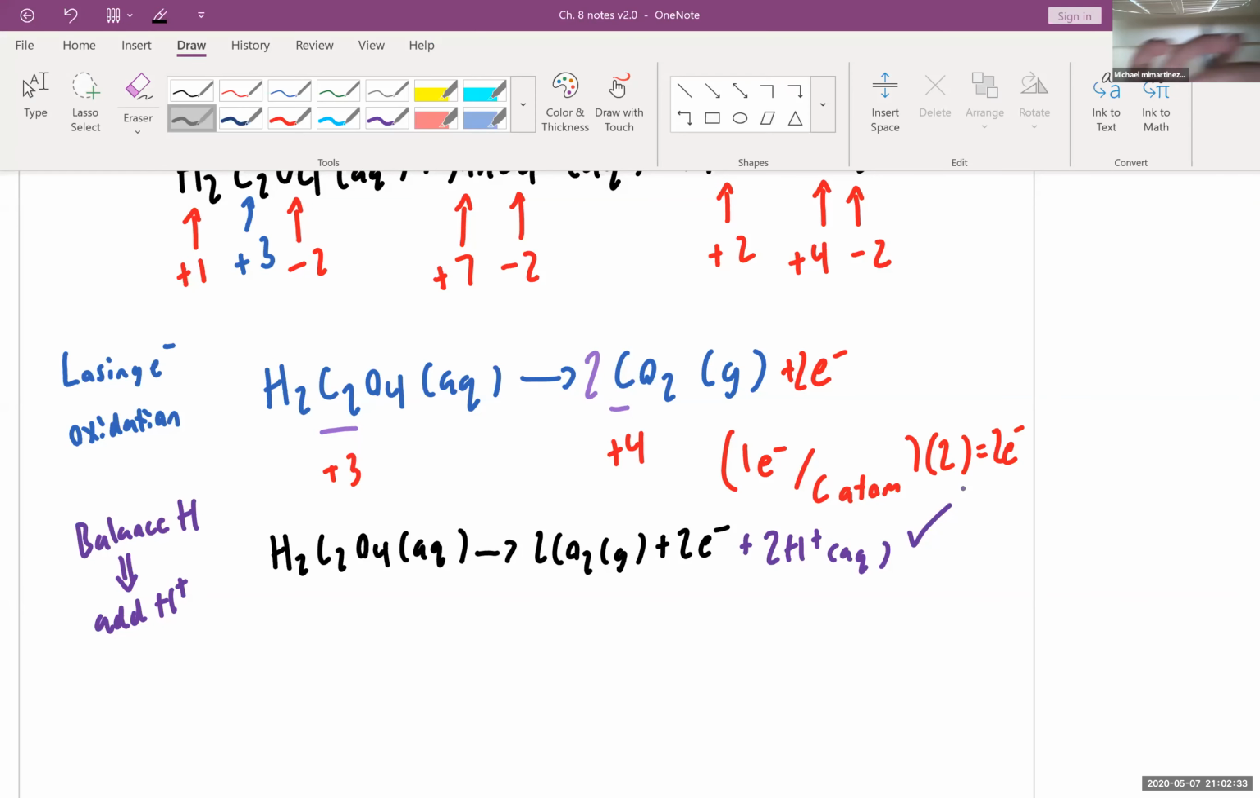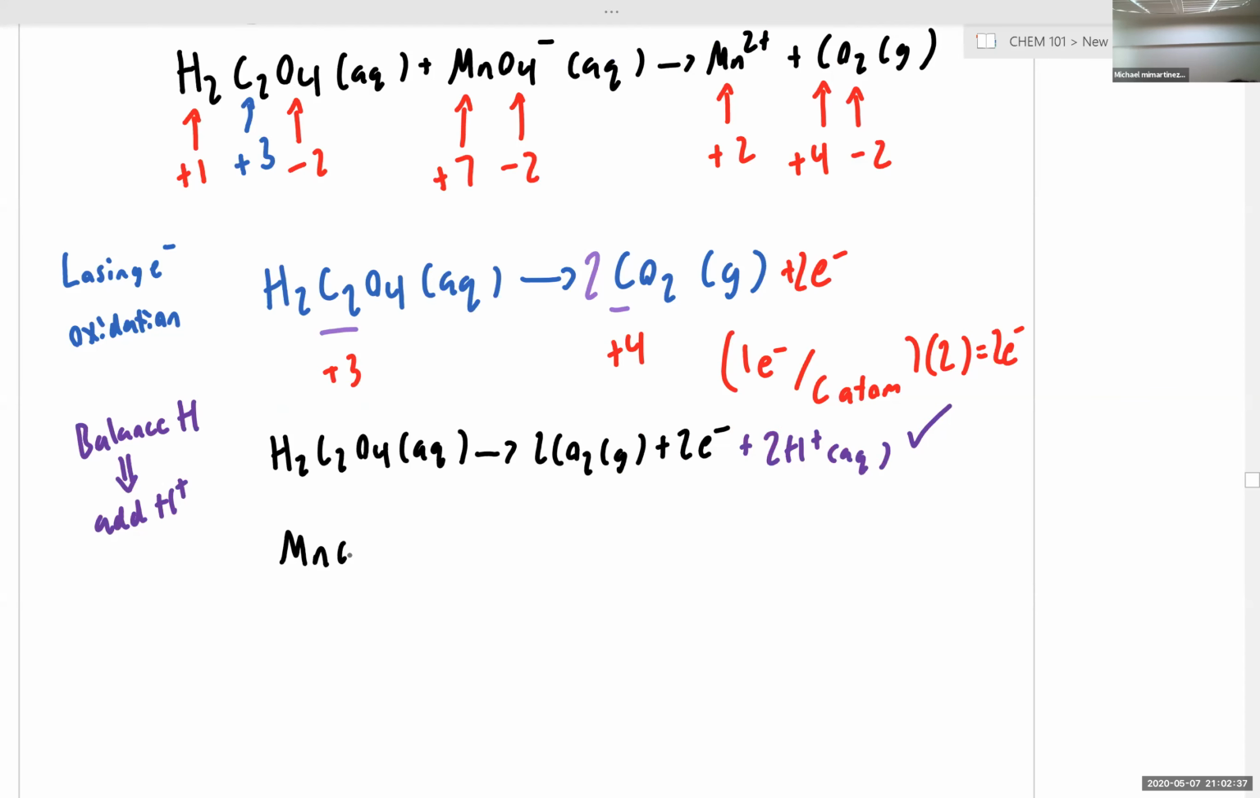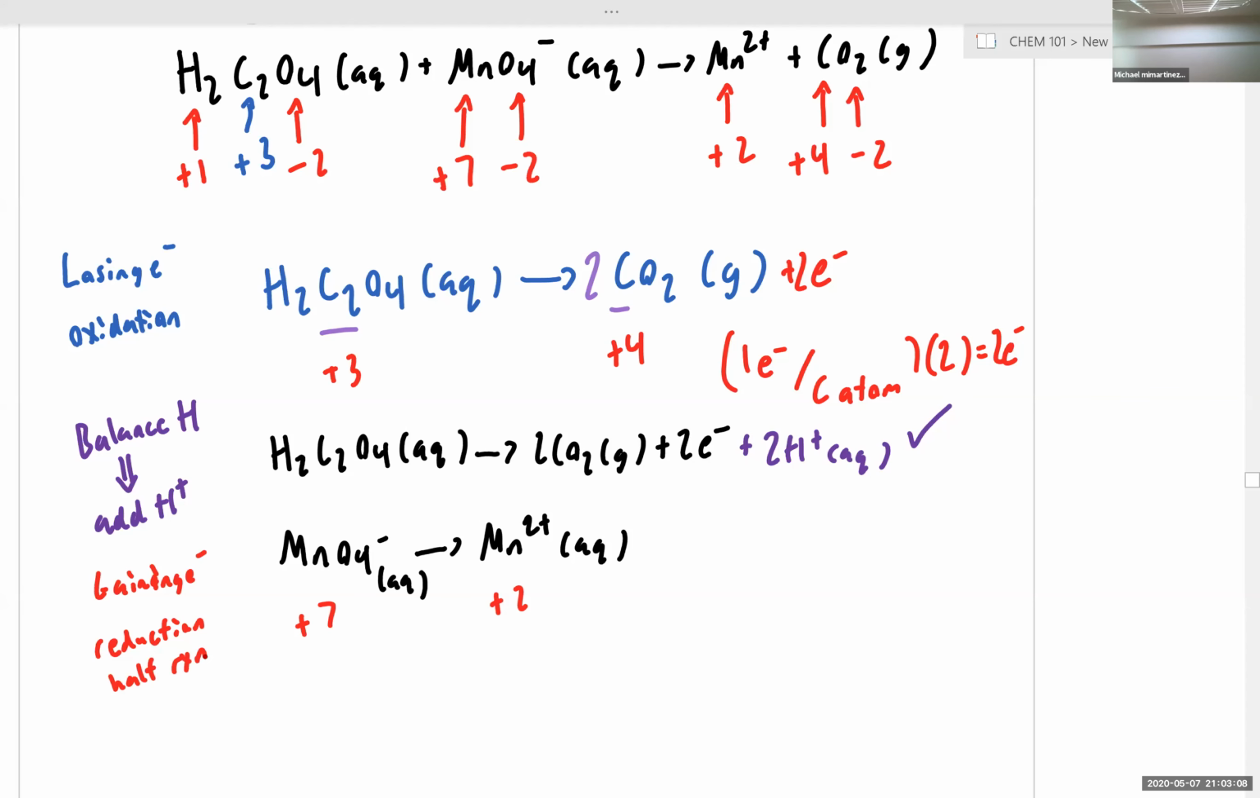Let's do the same thing for permanganate. So we're going from MnO4- to manganese 2+. So in this case, we are losing electrons. Oh, whoops, no. In this case, manganese went from +7 to +2, so we are gaining electrons. So this is a reduction half reaction. How many electrons did we gain in this process if we went from +7 to +2? Five, exactly right.